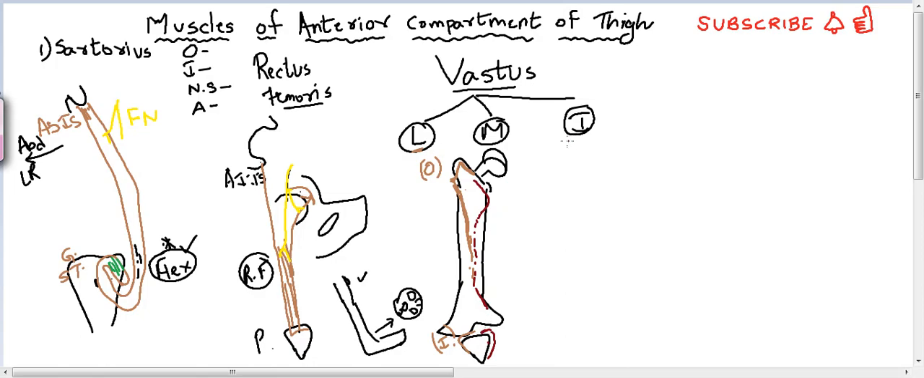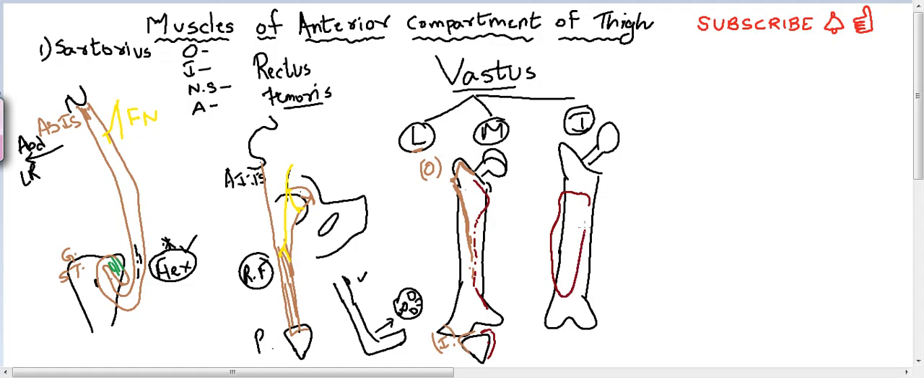Whereas vastus intermedius takes origin from the anterior surface of the femur. So anterior surface of the shaft of the femur along with a part of lateral surface gives origin to the, I'll just show you. So this is the origin of the anterior and the lateral aspect of the upper 3/4 of the shaft of femur is the origin of vastus intermedius. Obviously the insertion will be base of patella.